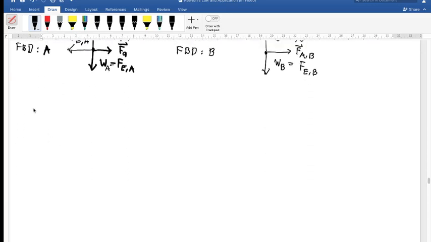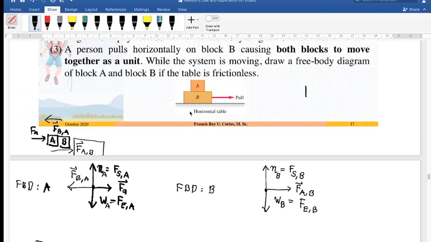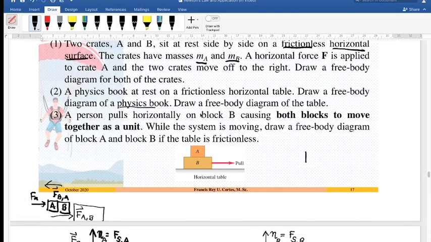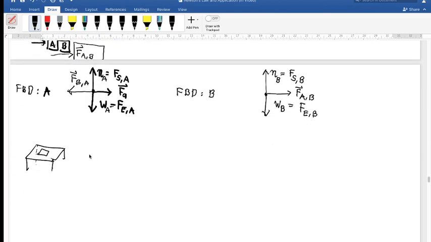So we have the table here. So I don't know how to draw this one. So this is the physics book. Okay. So yeah, that's just a table. So we have to draw separately the free body diagram of the physics book and of the table. Okay, so for the physics book, it's at rest. So what are the forces interacting on the book? What is the free body diagram of the book?